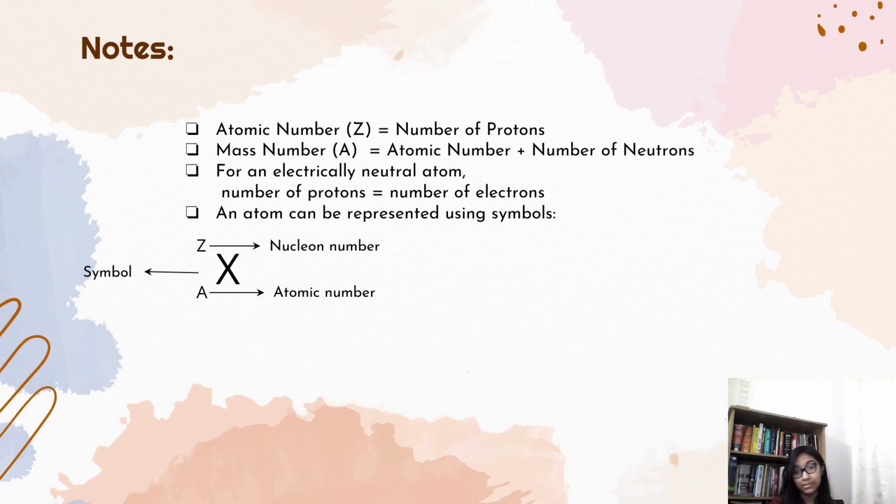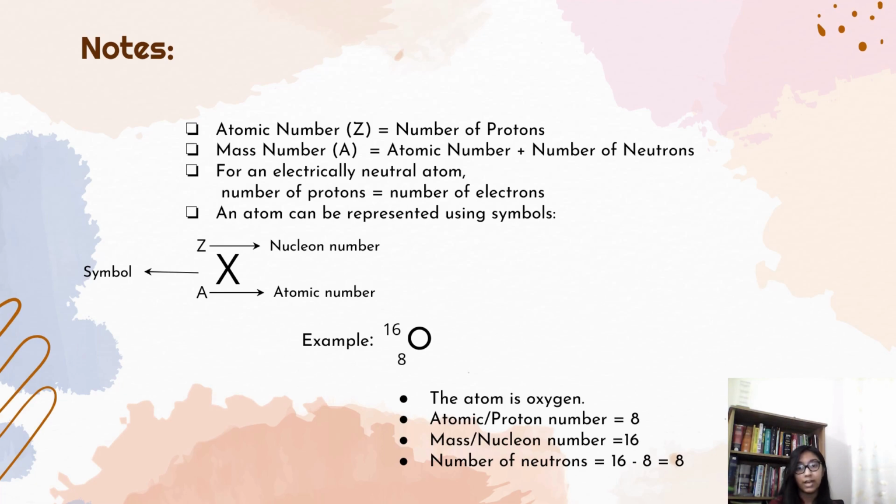An atom can be presented using symbols. In a symbol, the upper left number represents the nucleon number and the lower left number represents the atomic number. For example, we have O for oxygen. Here the atomic number is 8, which is the same as the proton number, and the nucleon number is 16, and the number of neutrons is 8, which we will get by subtracting 8 from 16.